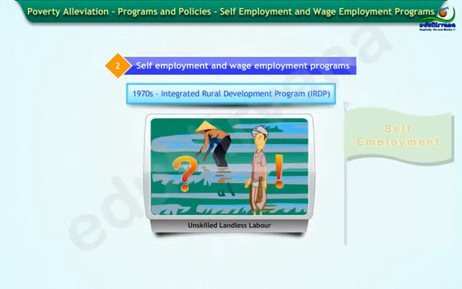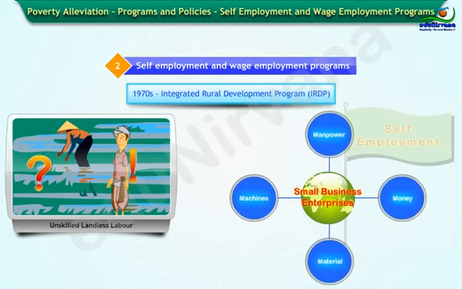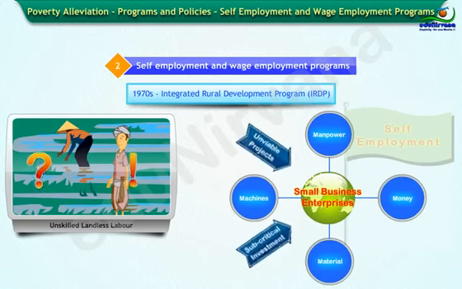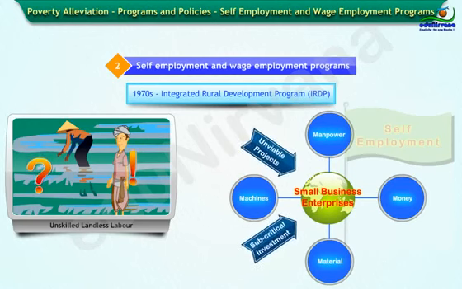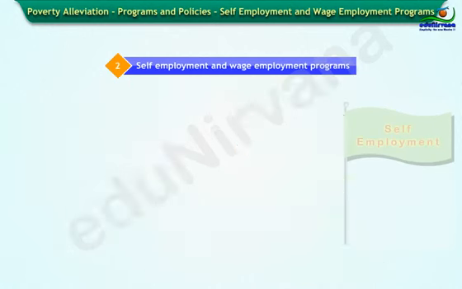Shortfalls. IRDP suffered from certain shortfalls. Since unskilled landless laborers had no experience in managing an enterprise, many unviable projects were undertaken and subcritical investments were made, leading to the collapse of these micro enterprises.